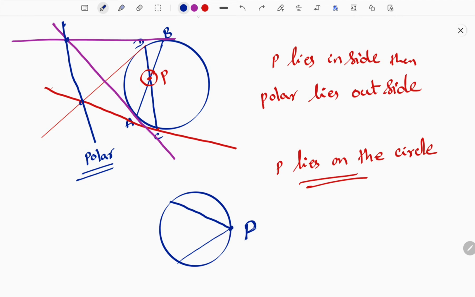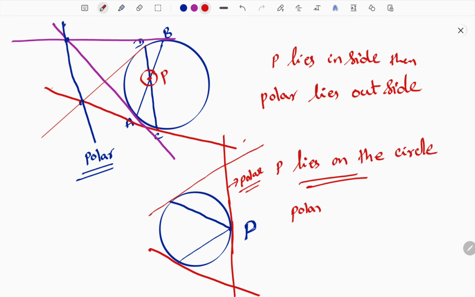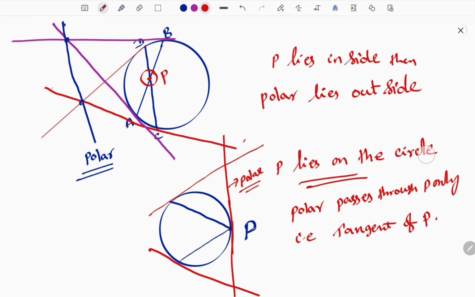Now you can draw the tangents. So here this is the polar. That is, if P lies on the circle, then the polar passes through P only. So that is the tangent at P. When P lies on the circle, then the polar is its tangent only, the tangent at P. Okay? I hope everyone understood this polar concept.